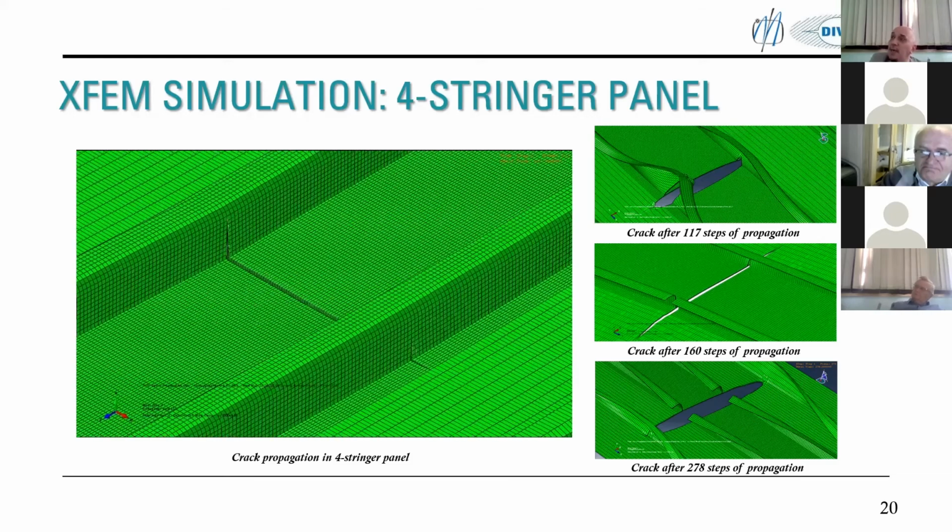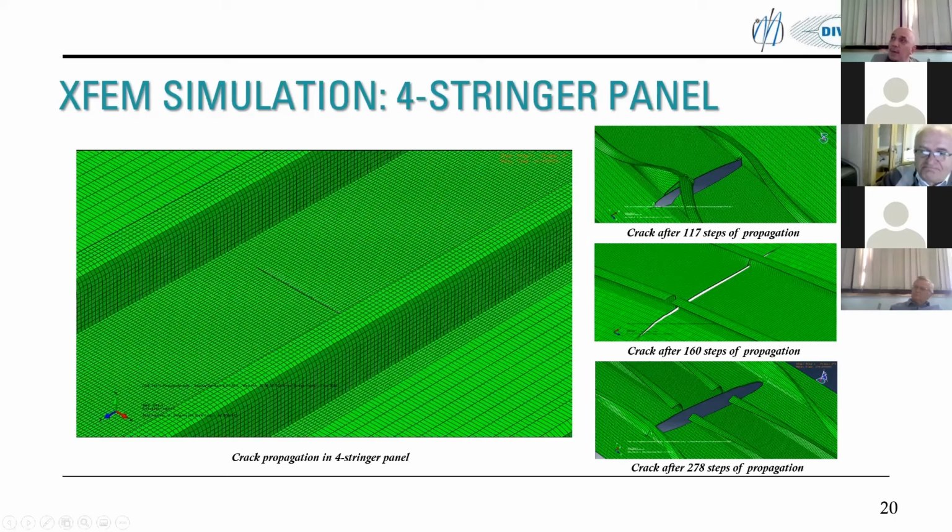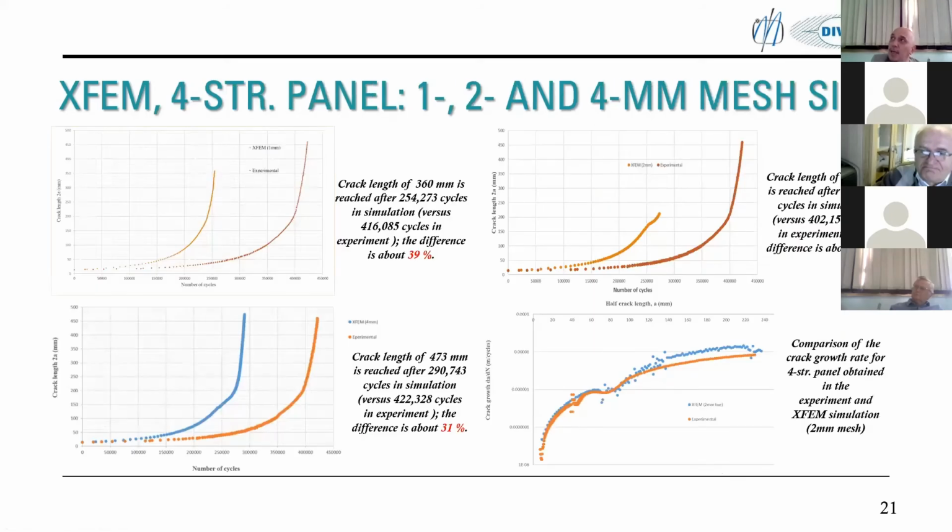But the results you can see on the next slide, the comparison of the number of cycles obtained in these simulations and the number of cycles in the experiment, was disappointing. As we can see here, the difference was 39% when the mesh was fine, only 1 millimeter, and then the difference decreases with increasing mesh size. So 32% for 2 millimeters and 31%. This was the best result that we got.